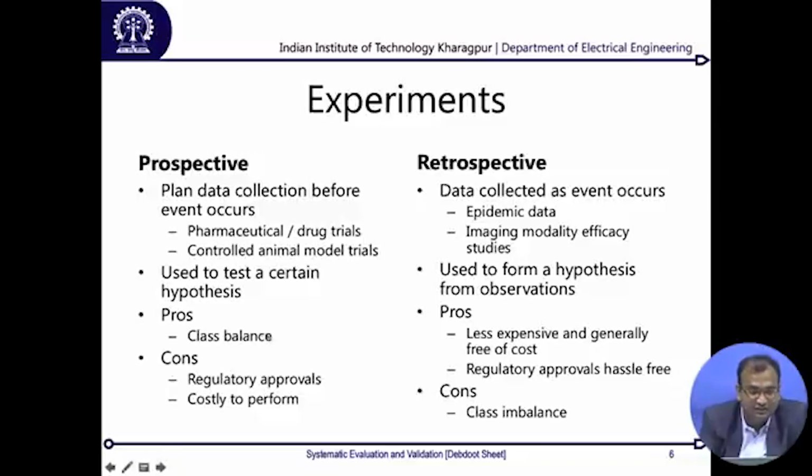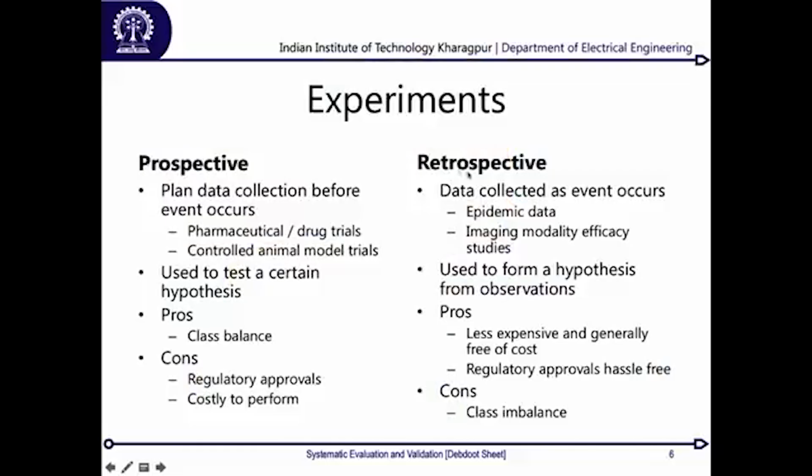Now the good thing about this experiment is that you have a class balance, because you can ensure how many you need for the normal one and how many for the abnormal one. The bad thing is that this definitely requires a lot of regulatory approvals, because you are subjecting living beings to your experiments and making them scapegoats. So you need to be very, very cautious about that. And next, obviously, they are very costly to perform, because you are keeping everybody informed, and the whole data collection and everything comes from your own pockets.